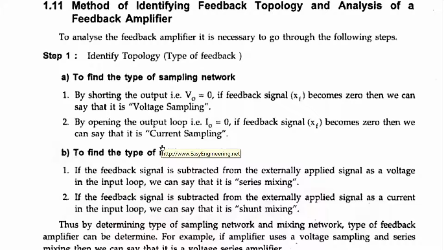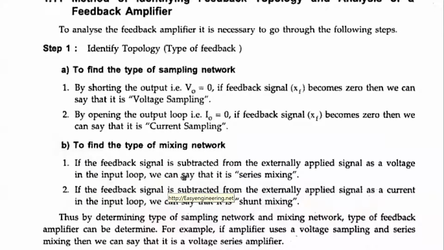Feedback is from output to input. So how it is connected at the output. Next, mixing means how the feedback signal is connected at the input side. If the feedback signal is subtracted from the externally applied signal as a voltage, then we say series mixing. Voltage subtracted in the form of voltage.